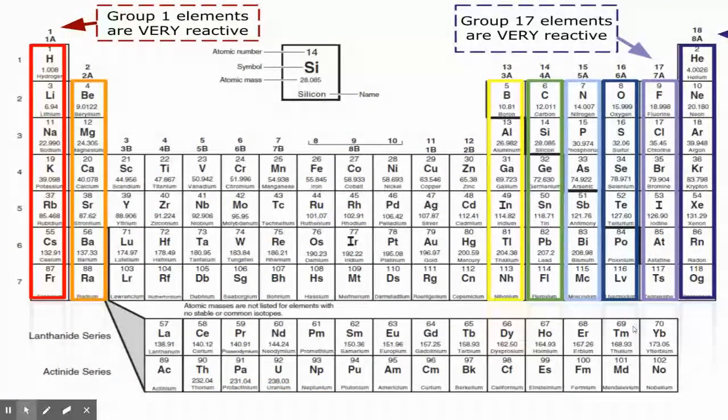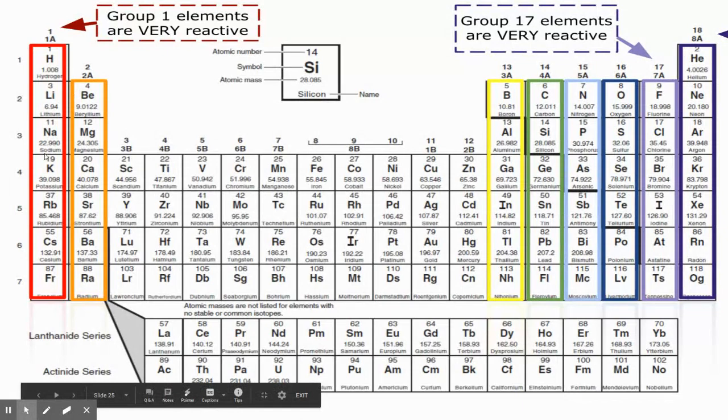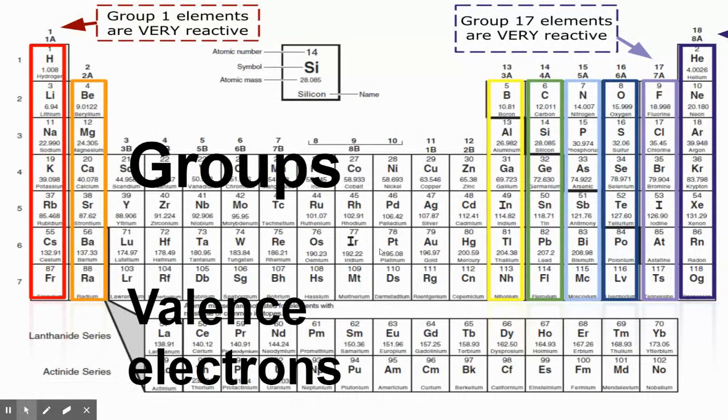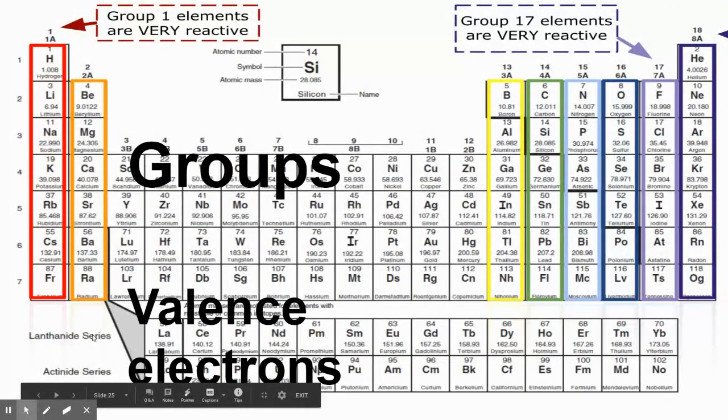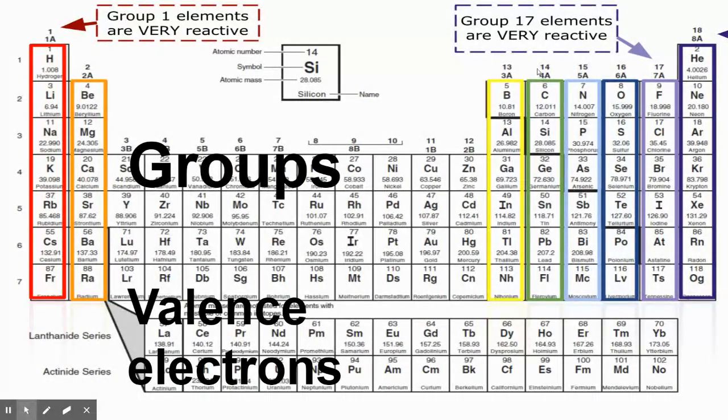Groups and periods. Groups are vertical, and they tell us the amount of valence electrons. So this first group, there's 1 valence electron, very reactive. Group 2, there's only 2 in the outer energy level. Group 3, 3 valence electrons. 4 is 4 valence electrons, and so on, all the way up into 8. 8 is great. 8 is a very stable atom.